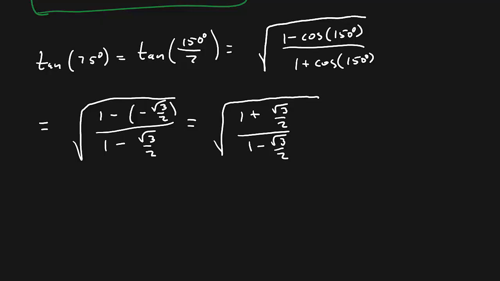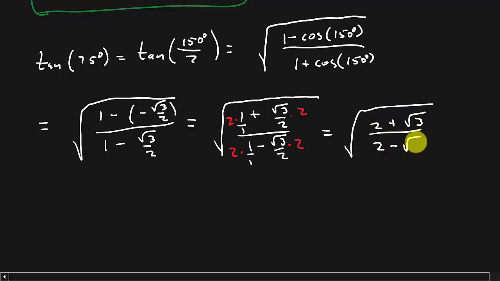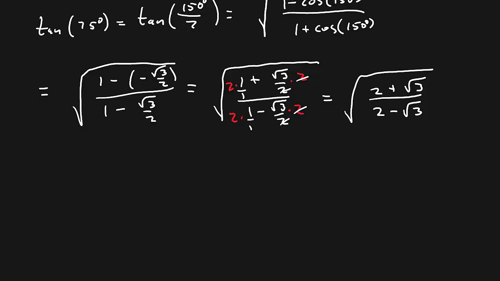All right, so now what do we do? Well, now, once again, look at this as being over 1, and I'm going to multiply each one of these terms by 2. And so that's going to give me the square root of 2 plus square root of 3 over 2 minus square root of 3, right? That 2 and that 2 cancel, and that 2 and that 2 cancel. Okay, so what do we do now?